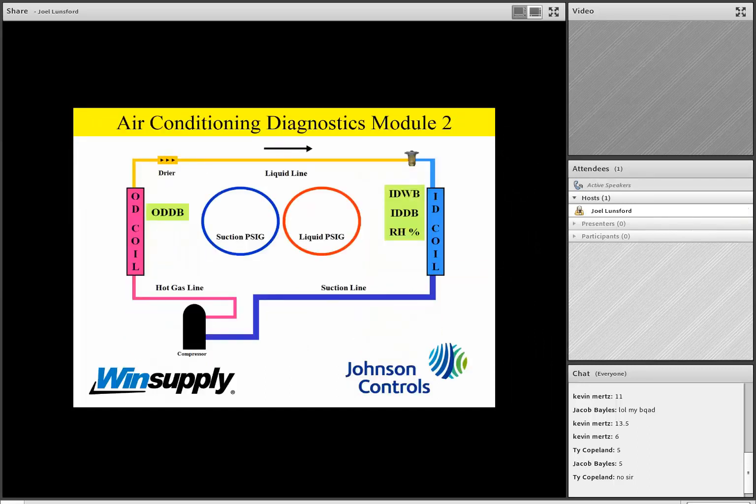That concludes module number 1. And so the basic concepts that we looked at in module number 1, again, refrigeration cycle and expansion valves and metering devices. And we also reviewed the fact that you have to have proper heat energy being absorbed into the evaporator for proper system operation. So this time, let's go ahead and transition into air conditioning diagnostics module number 2 at this time.